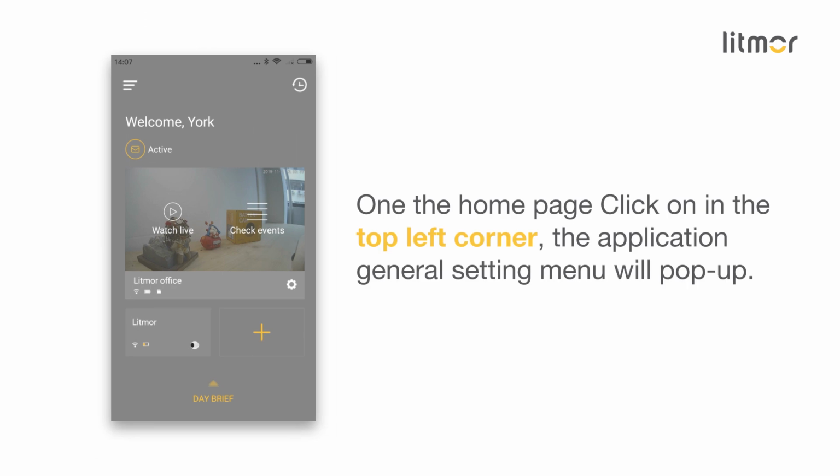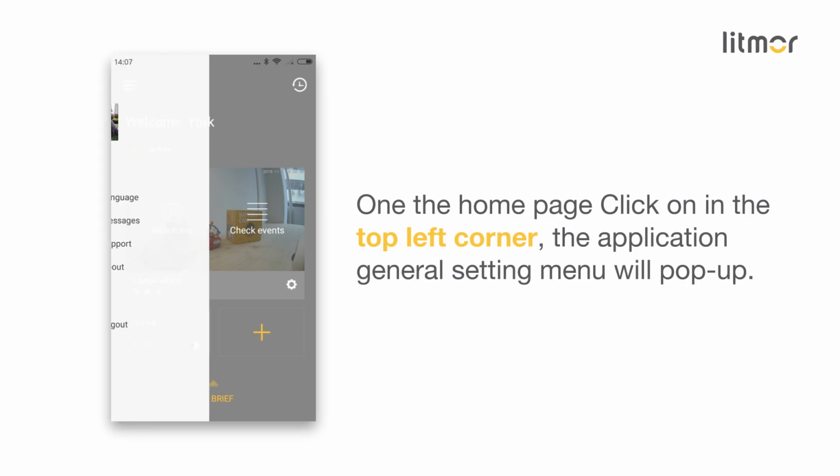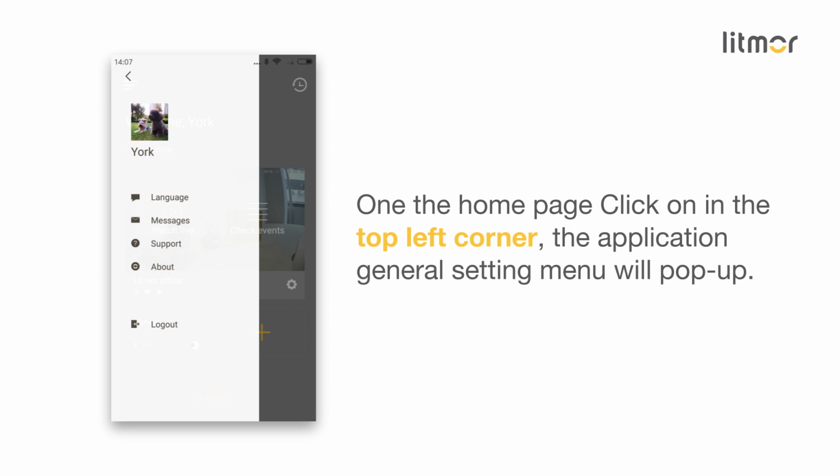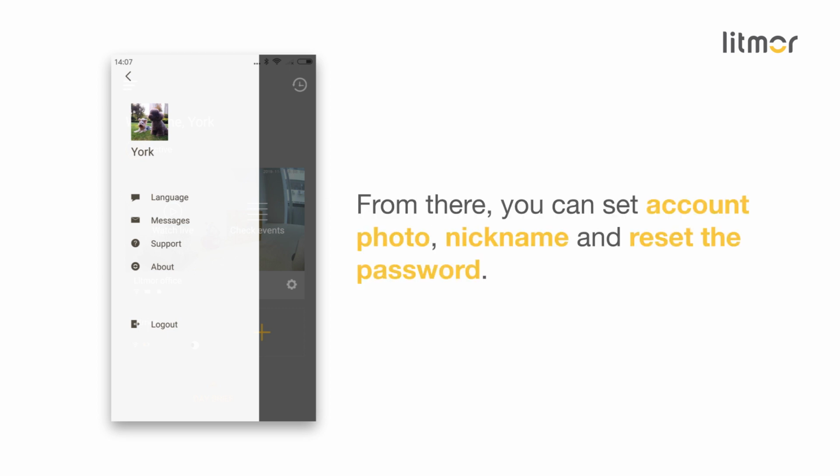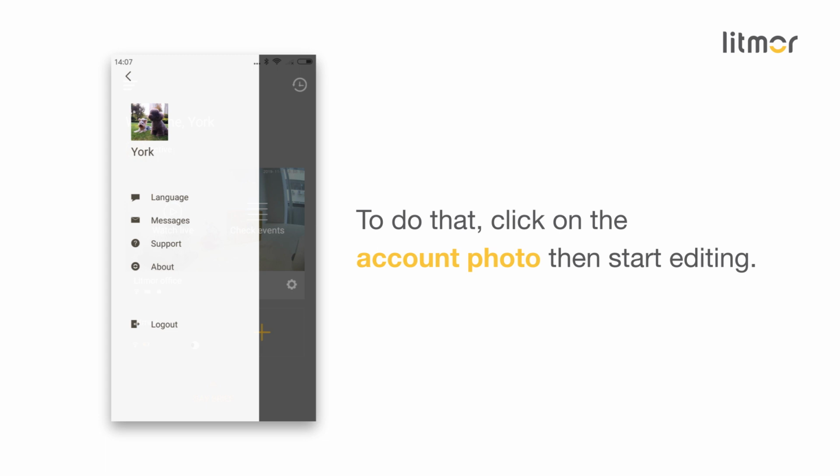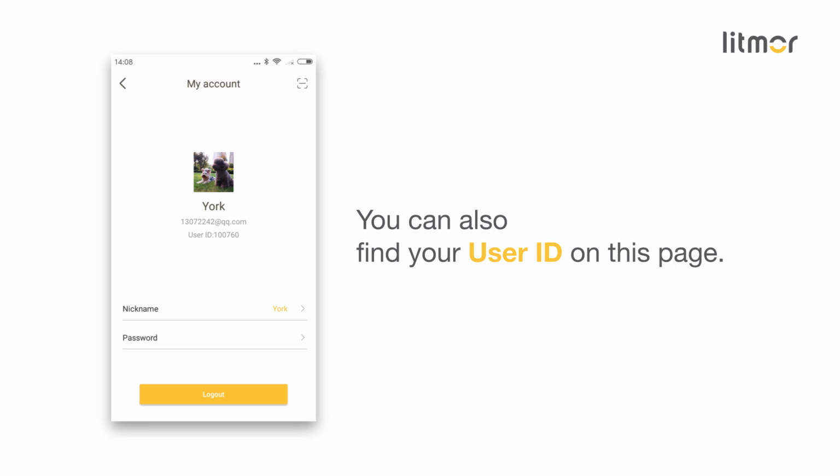On the home page, click on Menu button in top of the left corner. The application General Setting menu will pop up. From there, you can set account photo, nickname, and reset the password. To do that, click on Account Photo, then start editing. You can also find your user ID on this page.